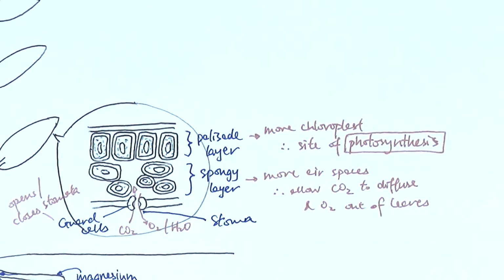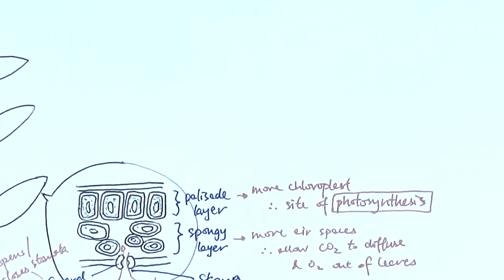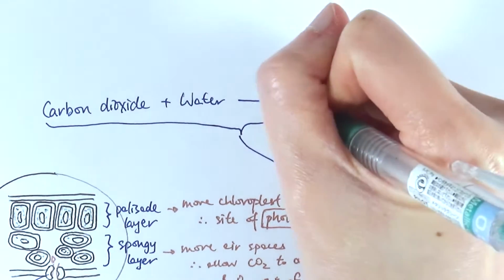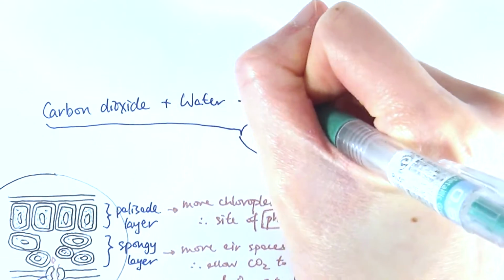So now we'll go into a little bit more detail about how photosynthesis actually occurs. We'll look at the actual chemistry behind it. Photosynthesis has this chemical equation: carbon dioxide plus water makes glucose and oxygen. Carbon dioxide and water react together using the energy from the sunlight, absorbed through the chlorophyll, and change their structure to make glucose, which is the food for the plant.